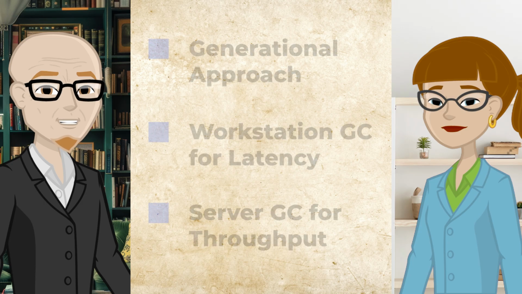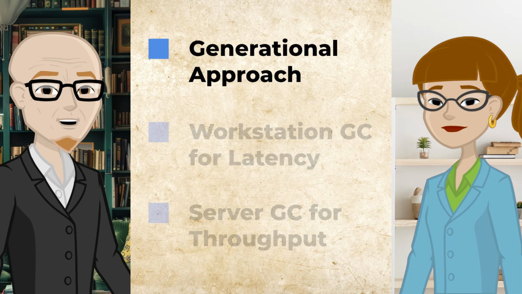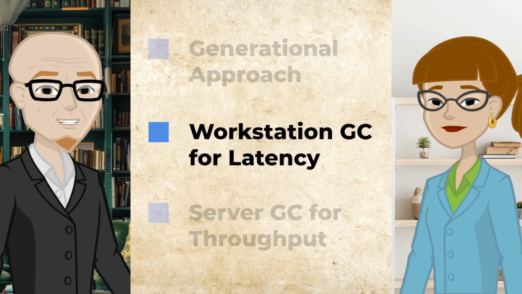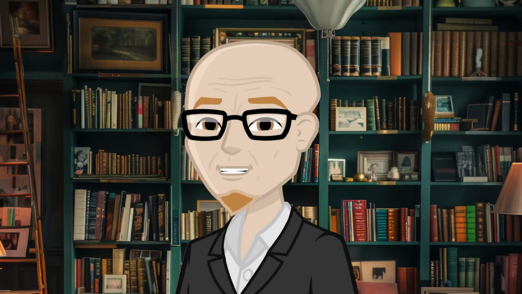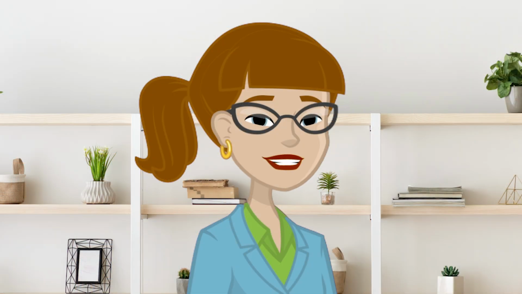.NET CLR also uses a generational approach, Gen 0, 1, 2, plus a large object heap, but it offers distinct GC modes. There's Workstation GC, which runs concurrently and is tuned for responsiveness, like for desktop apps. Then there's Server GC, which uses parallel threads during STW pauses for maximum throughput on server workloads. So you choose based on the application type. Makes sense. Client versus server.